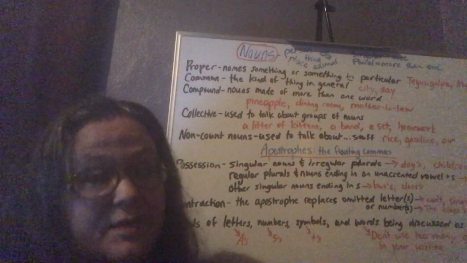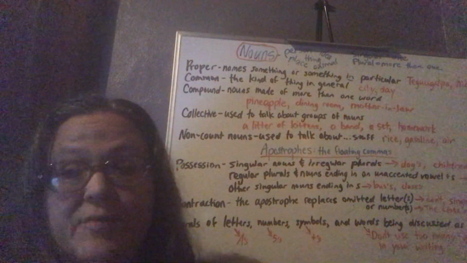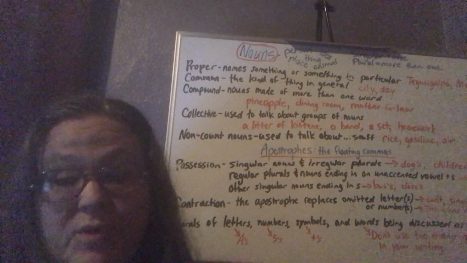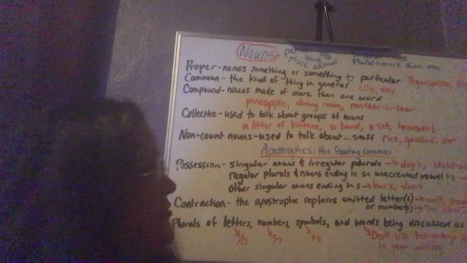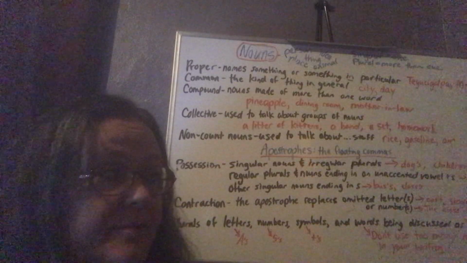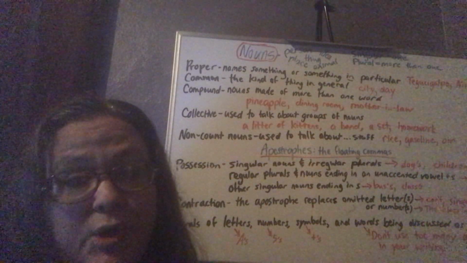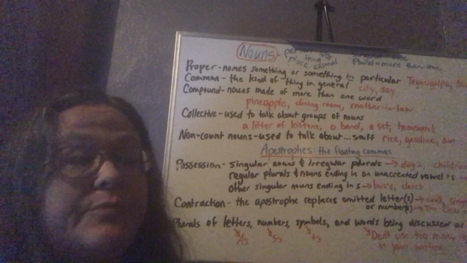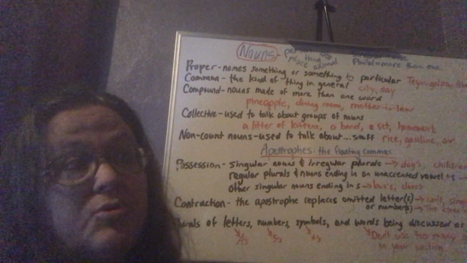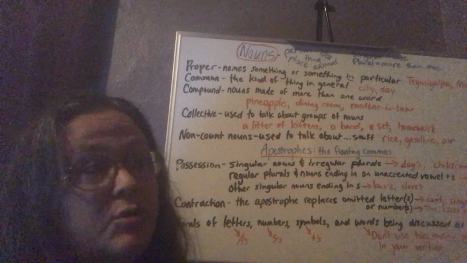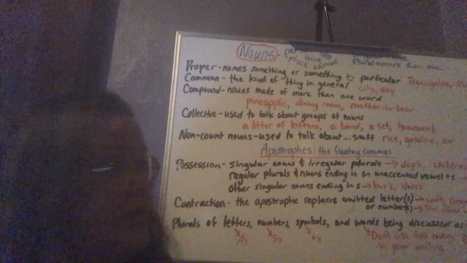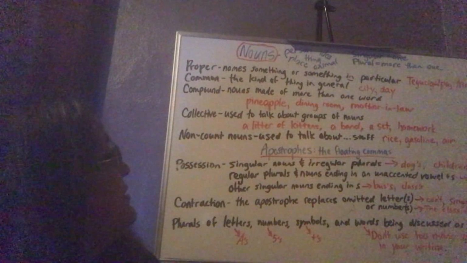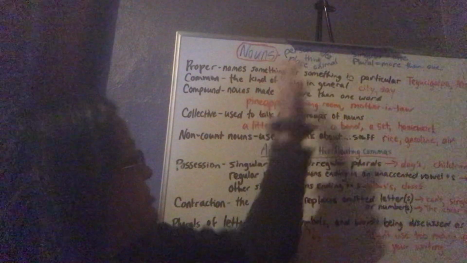Books is a count noun. You can count right here in front of me. I have 3 books, okay? That's the difference between count noun and non-count noun. And these become more important later on as we're learning about pronouns and how they go with the nouns, etc. But we're not there yet. So that's the nouns that I want to talk to you about.